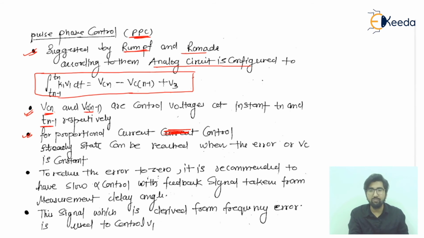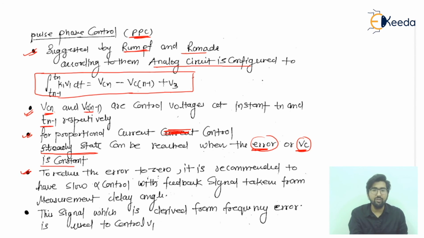So I can say whenever we have the proportional current control, that is actually saying the steady state condition can be reached when the error, or you can say the VC, is constant. Error means when there is a difference between the two voltage values, which is compared at that end, and it will generate the pulse when both the values are equal. So there will be error 0, or you can say the VC, that is the control voltage. So we will have the error and the control voltage that should be constant for the steady state.